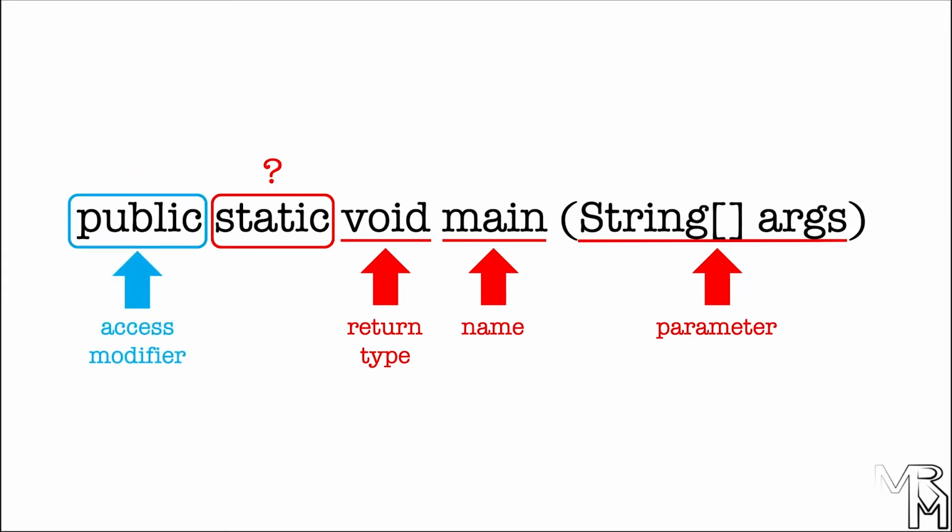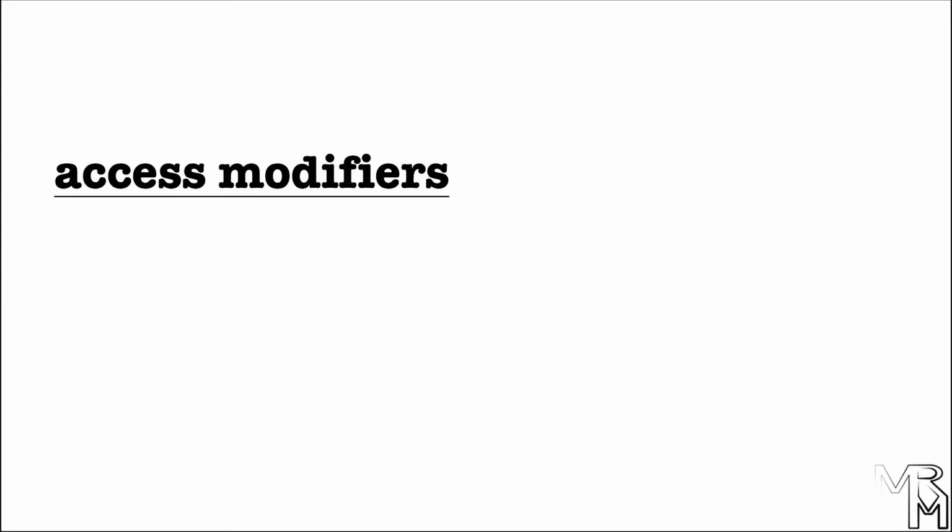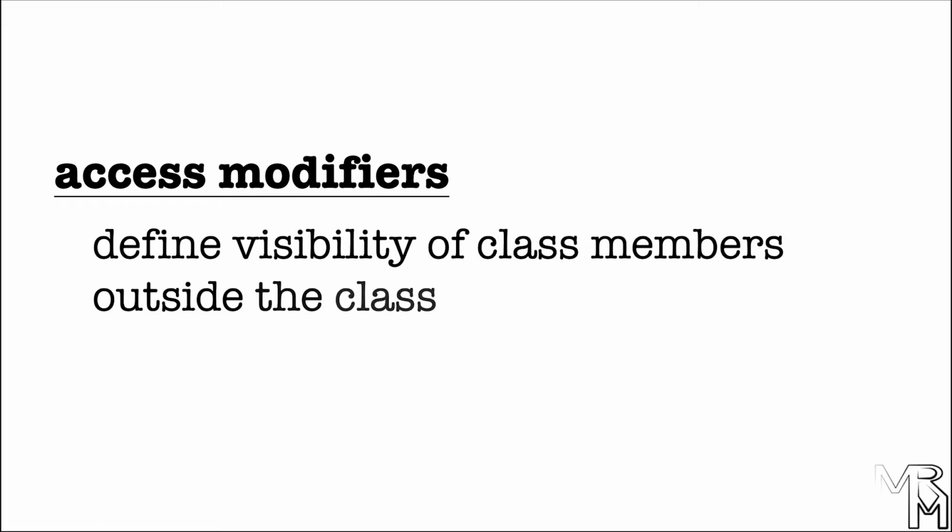Public is an access modifier. Access modifiers define visibility of class members outside the class. I know that probably doesn't make much sense to you, so let me show you a couple examples that demonstrate how access modifiers work. But before that, I'd like to make sure it's clear what a class member is.